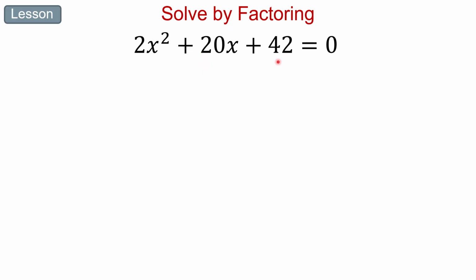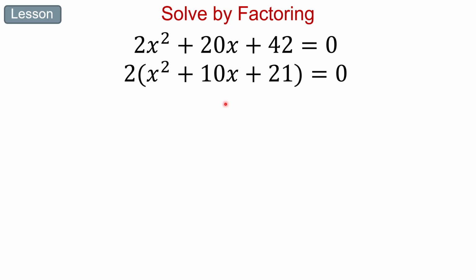So the best thing we could do right here is to take out 2. And that's going to make our factoring a little bit easier. So let's divide every term by 2, which means put the 2 out front. And inside the parentheses now, we will have 2x squared divided by 2 is x squared. 20x divided by 2 is 10x. And 42 divided by 2 is 21.